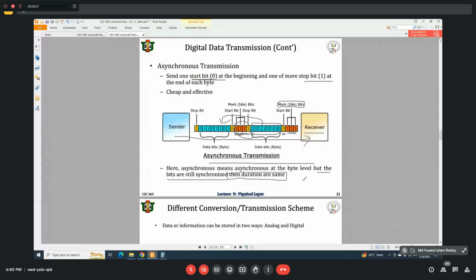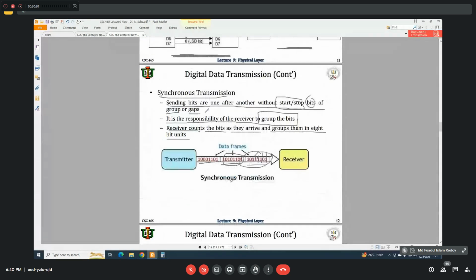Yeah, it is effective because, if you compare it with synchronous transmission, here you are simply sending the bits. There is no start and stop bit, no pause, you just simply send 0 1 2 3 4 5 6 7, 0 1 2 3 4 5 6 7, and so on. There is no separation between the data bits. So the receiver has the responsibility to count each of the bits, 0 to 7, group them into a single byte, and then count again. So the receiver has more responsibility here.